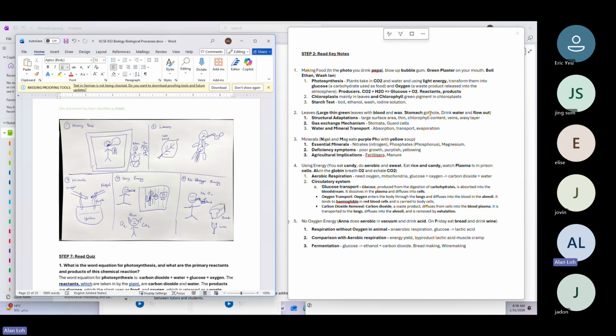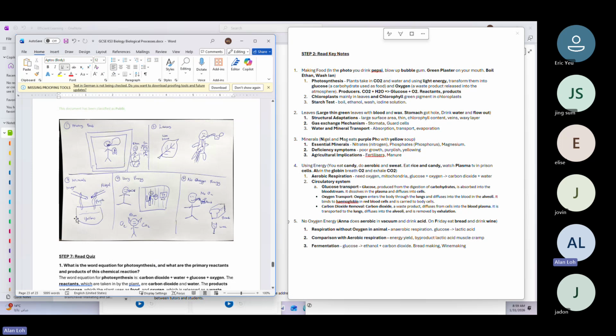Then the stomach has a hole, your stomach has a hole, and when you drink, the water flows out from the stomach. So this is to explain the stomata, the guard cells, the absorption, transport, and also the evaporation process in the leaf that helps to transport the water and minerals from the roots to the stem to the leaf, right? The one that we learned.